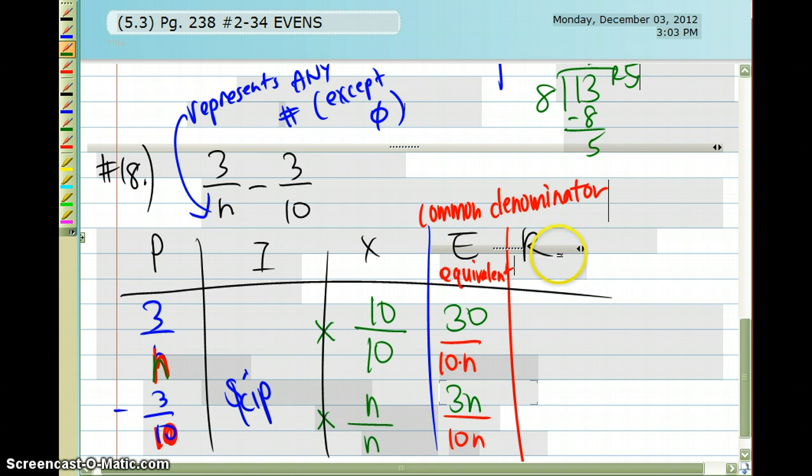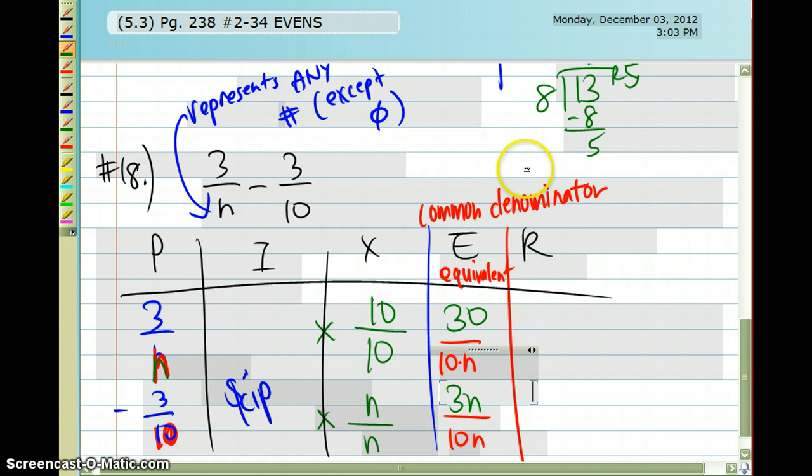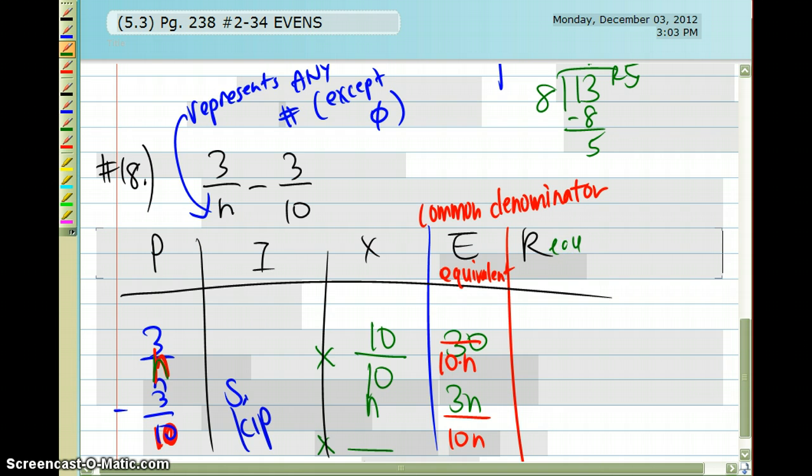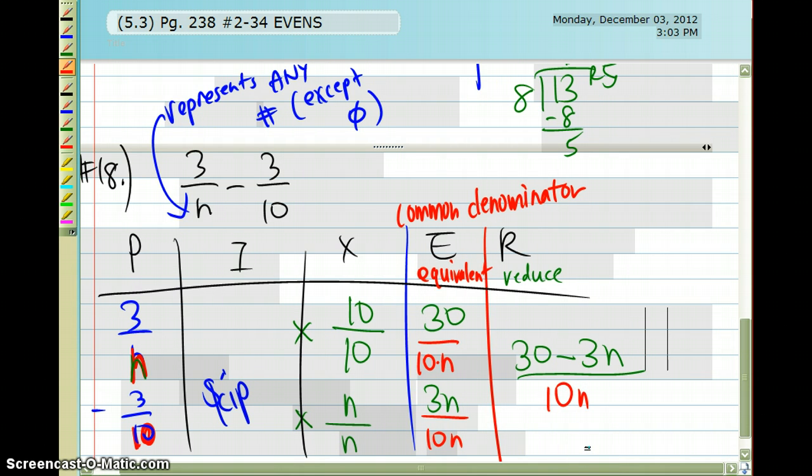Then I'm going to reduce, the R section. I'm reducing, and I'm going to subtract my problem right here. I'm going to take 30, subtract 3n in my numerator, keeping my denominator as 10n. Those, remember, represent the slices of pizza. And my final answer would just be this.